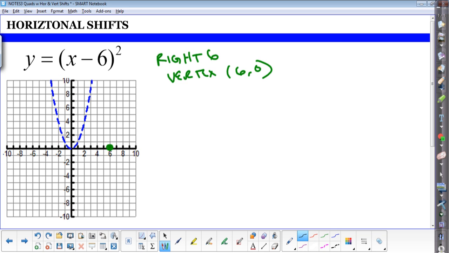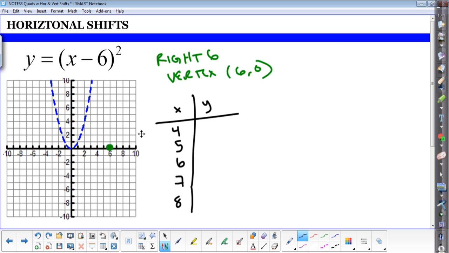I got to make a table. But this time, 6 is the middle. That's the vertex. That's the middle of the graph right there. So I'm going to plug in a couple numbers to the left, such as 4 and 5. And I plug in my vertex, and I want 7 and 8. You plug in the numbers a little bit to the left of the vertex and a little bit of numbers to the right of the vertex.